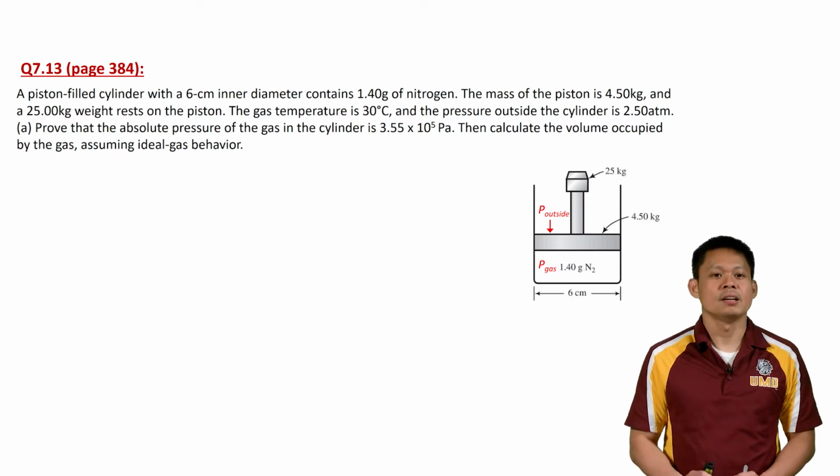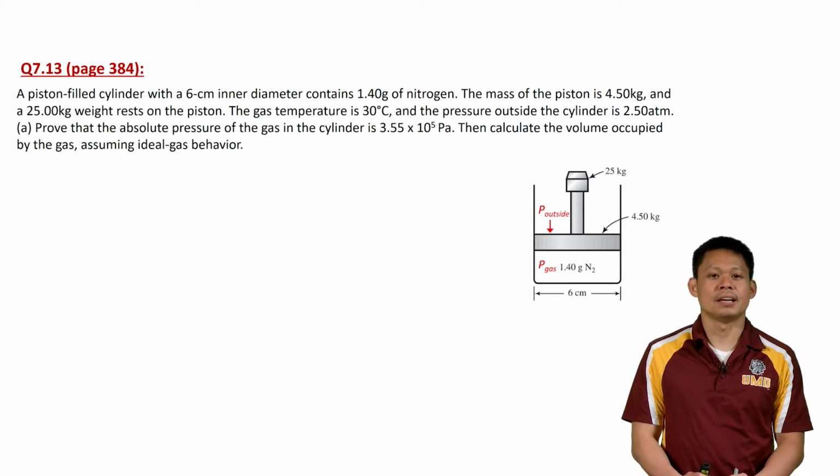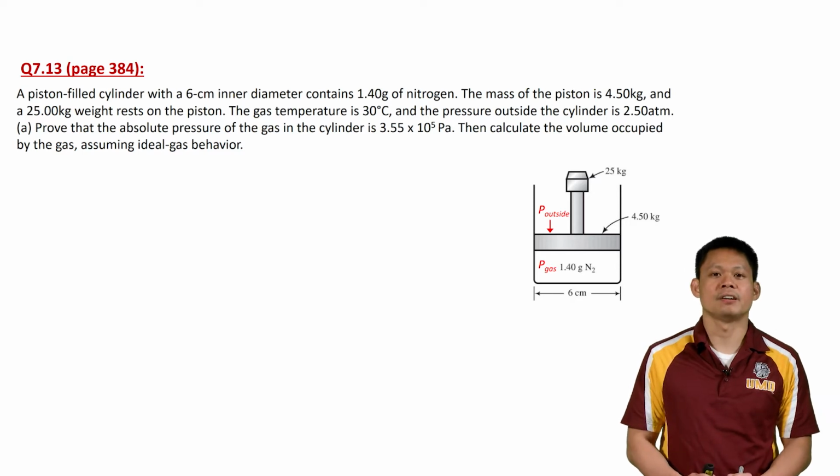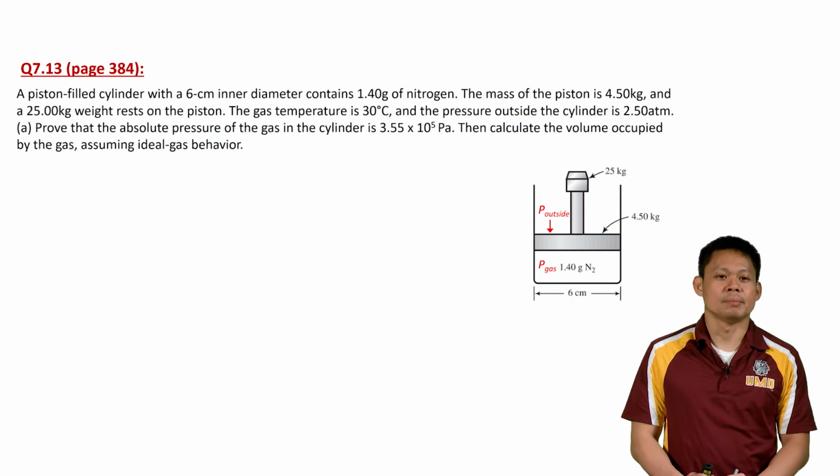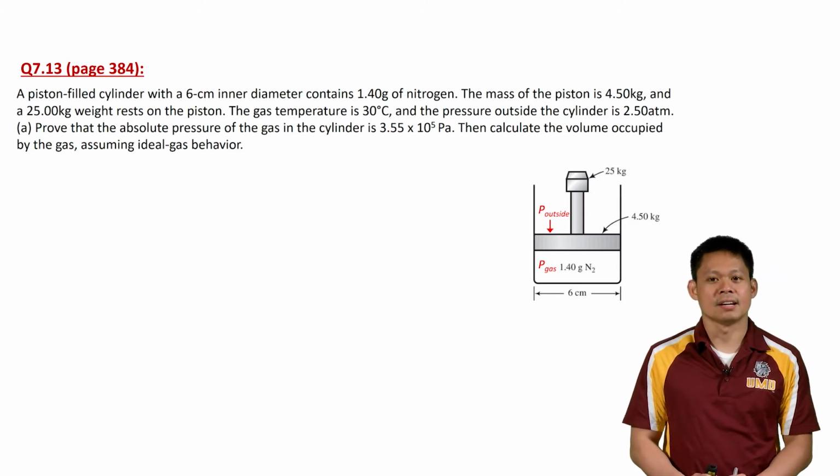and in part A, we're going to prove that the absolute pressure of the gas in the cylinder is 3.55 times 10 to the power 5 pascals. Then calculate the volume occupied by the gas, assuming that this gas is ideal.